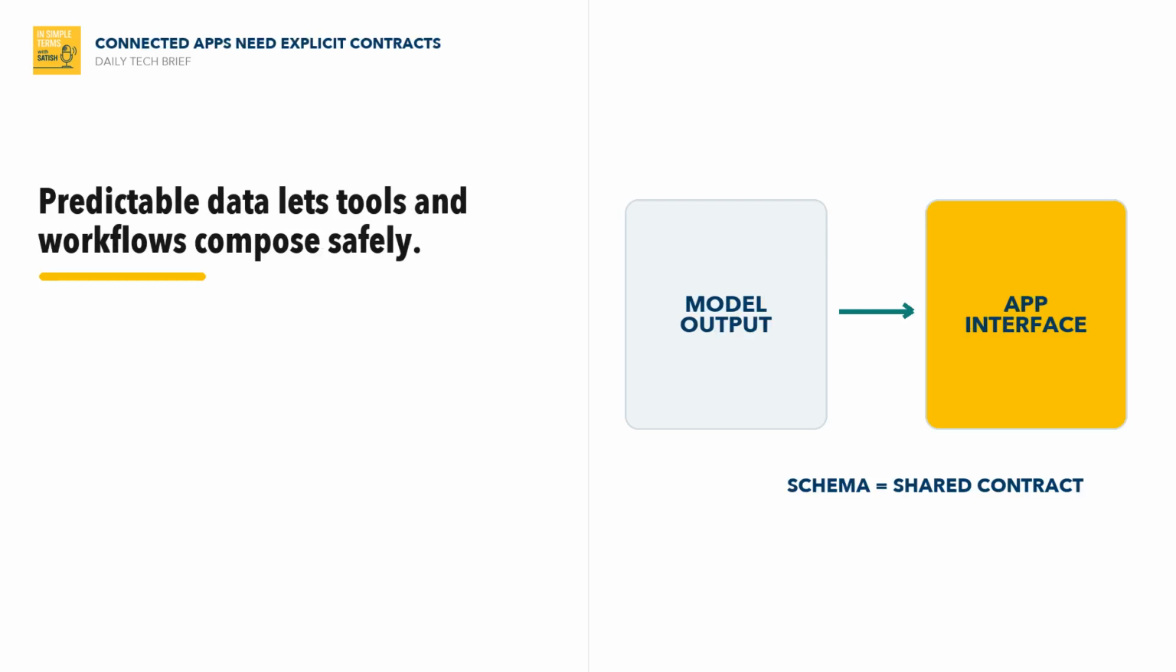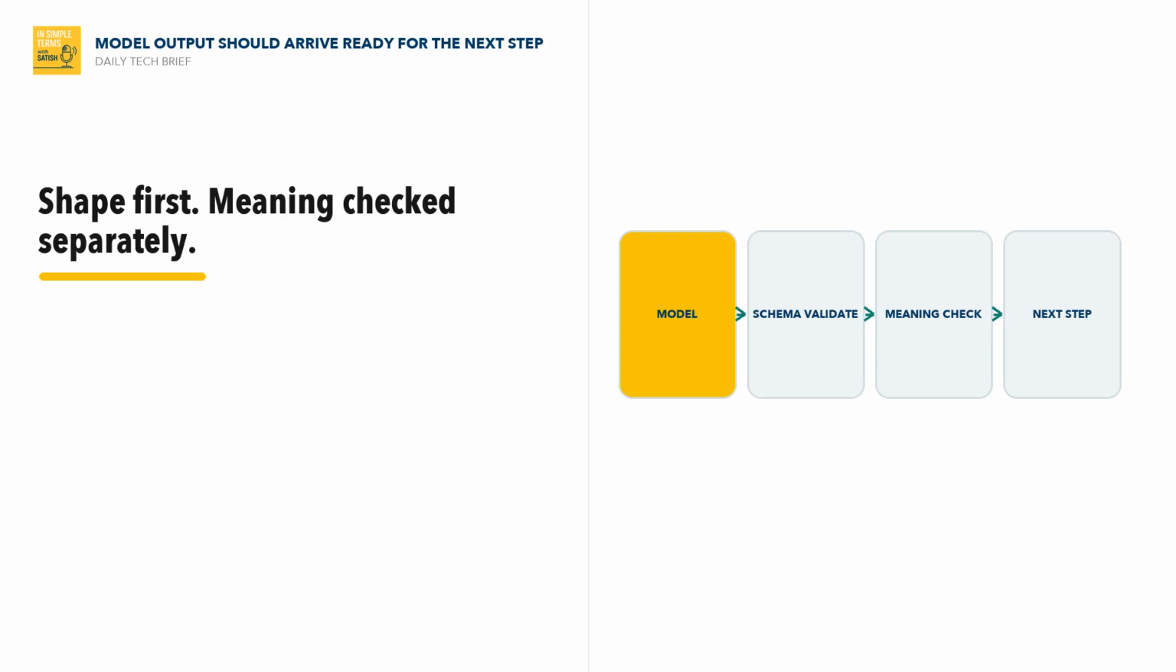As AI systems become more connected to apps and tools, the important shift is not only asking for cleaner JSON. It is defining a better contract between the model and the rest of the software.